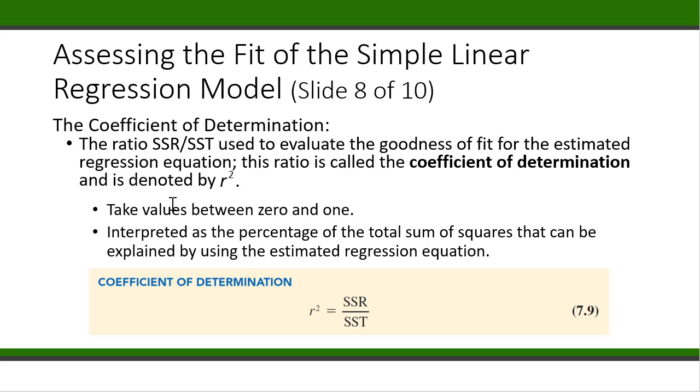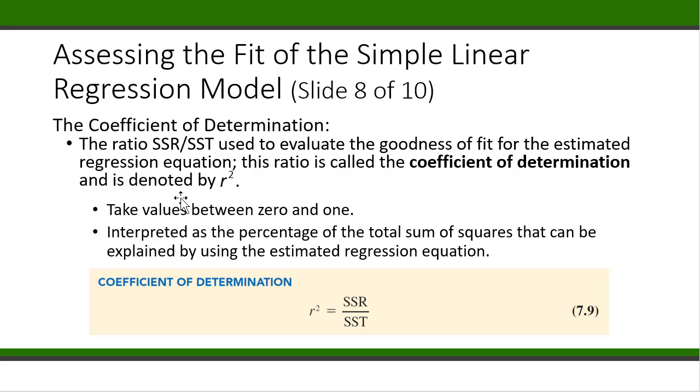Now you may be asking yourself, why are we going through all these calculations? Well, we're going through all these things because we can get something called the coefficient of determination. And that's a ratio of SSR over SST. And that'll give you the goodness of fit for your estimated regression equation.